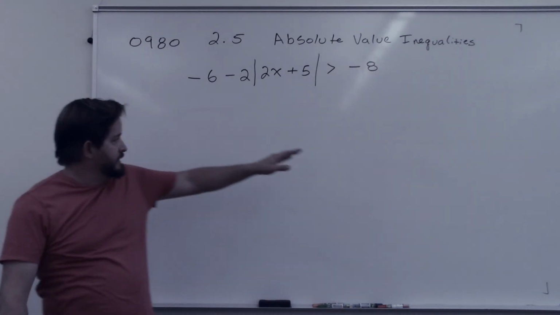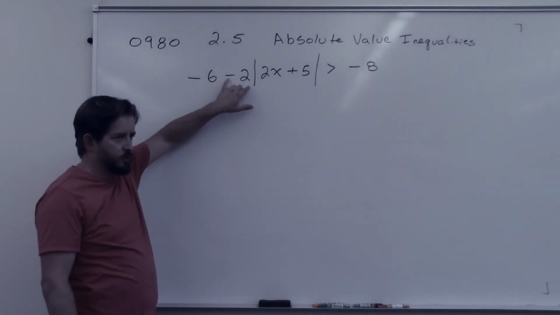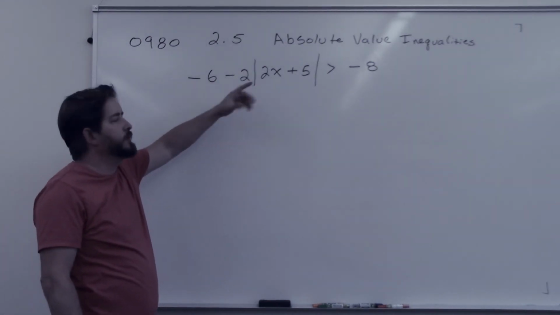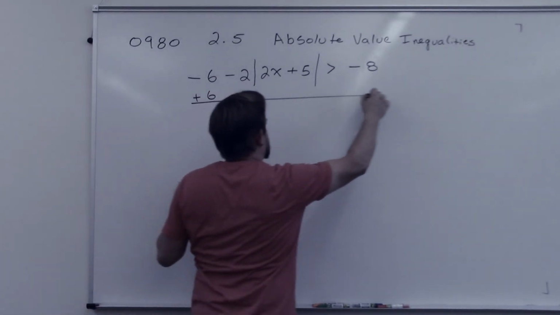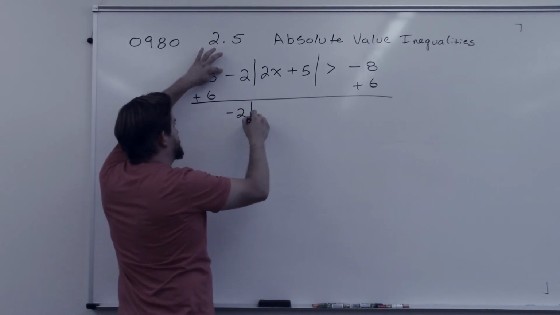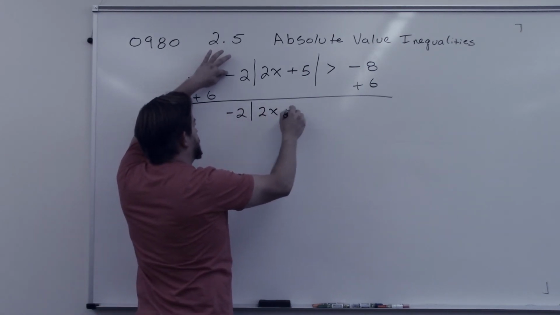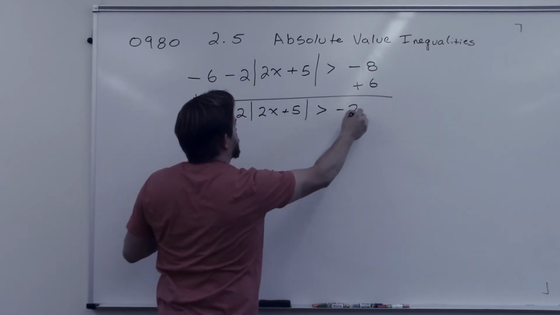So again, I've got this 6 hanging out here. I need to get rid of it first. I've got this -2 hanging out here. I need to get rid of it as well. So let's start by adding 6 to both sides. That leaves me with -2 times the absolute value of 2x plus 5 is greater than -2.